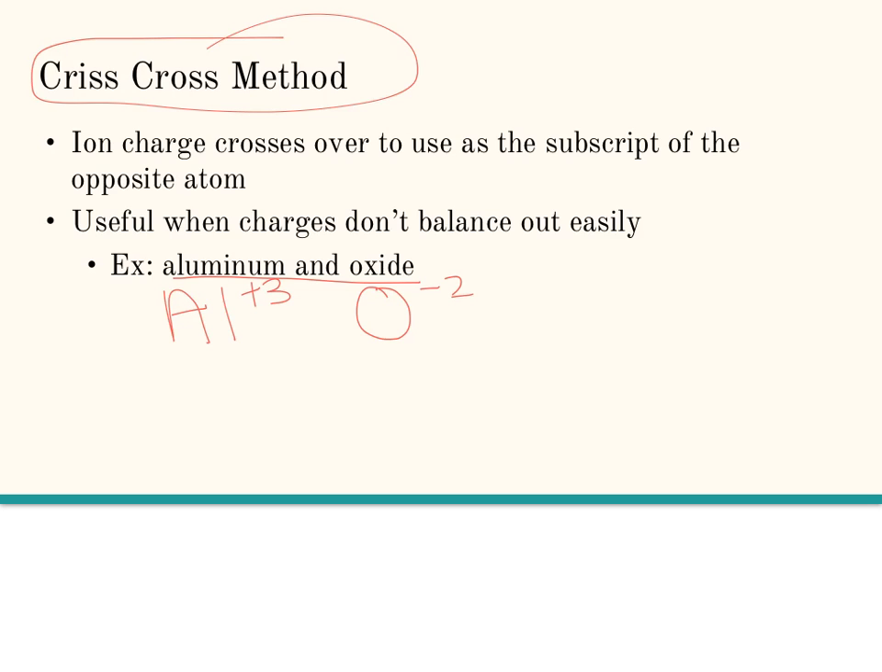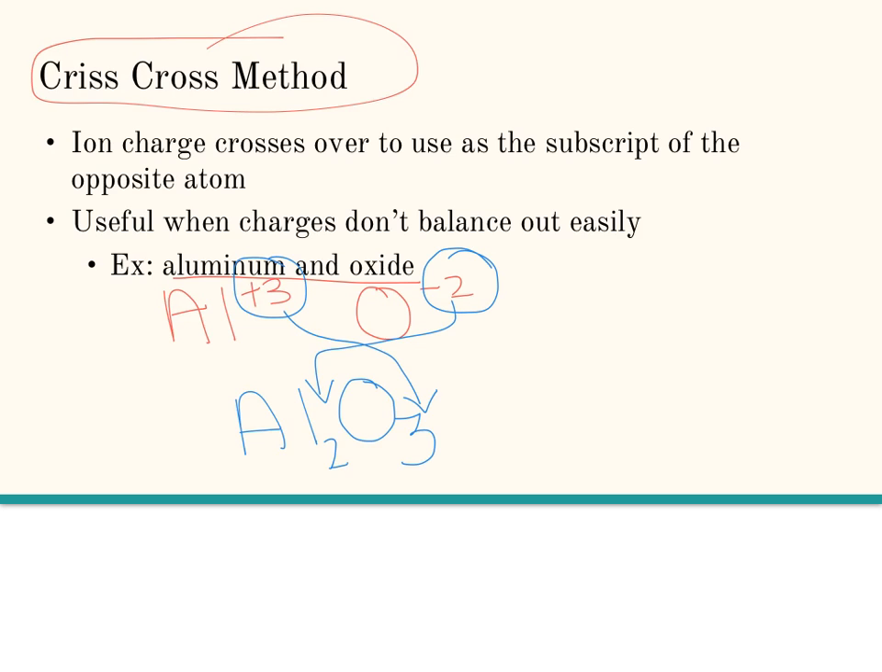And so I can use the crisscross method. The crisscross method works like this. I'm going to start by writing the symbols for my ions. Again, the positive ion goes first, Al plus 3, O goes second because it's negative. Okay, the charge of this aluminum ion then is going to tell me how many oxygen atoms are in my compound, and the charge of the oxygen atom is going to tell me how many aluminums.